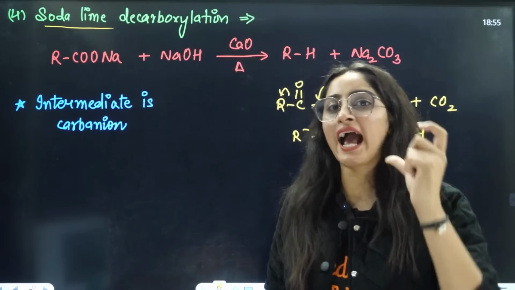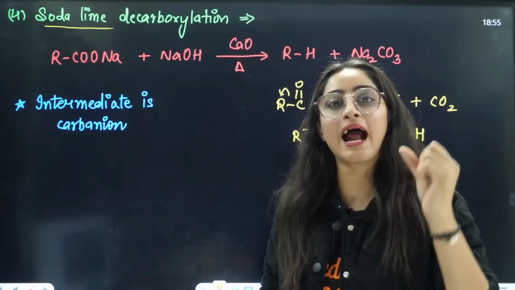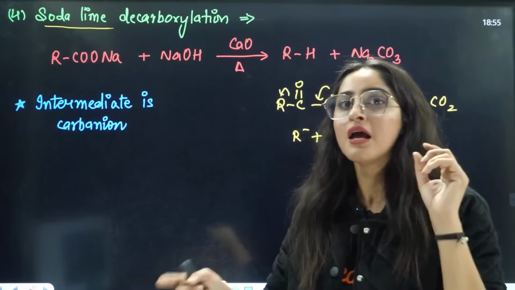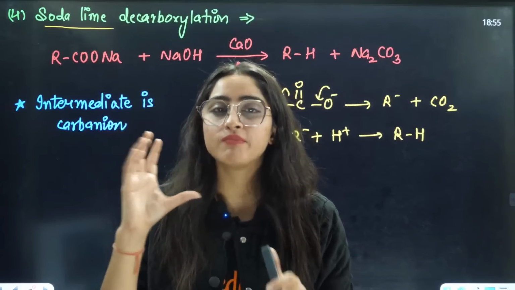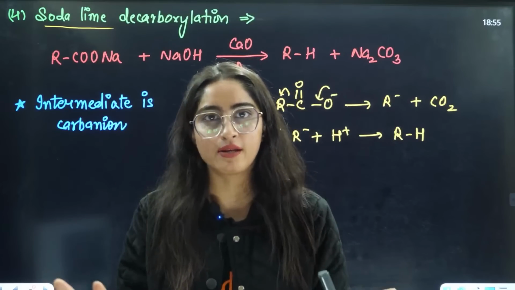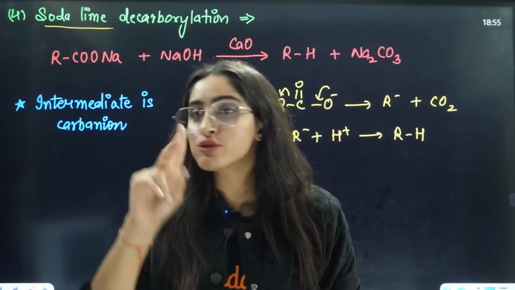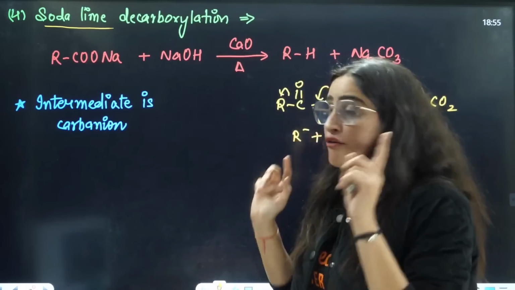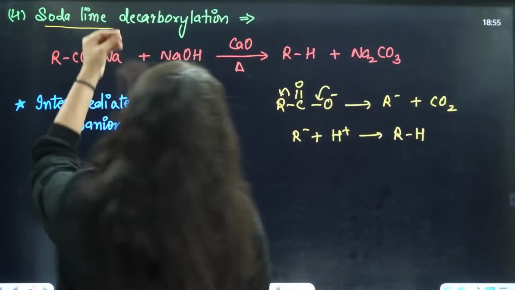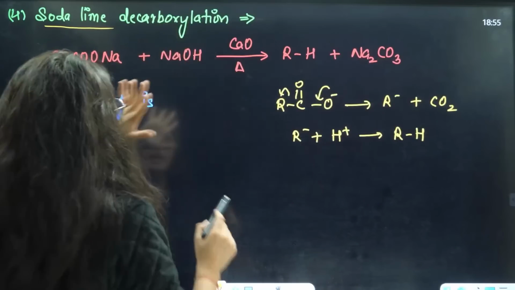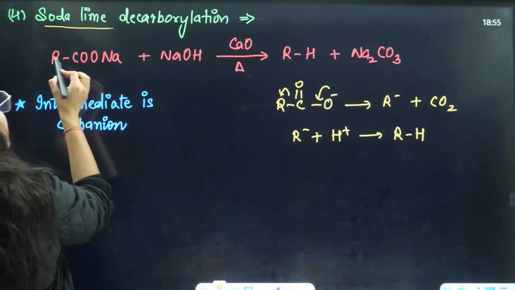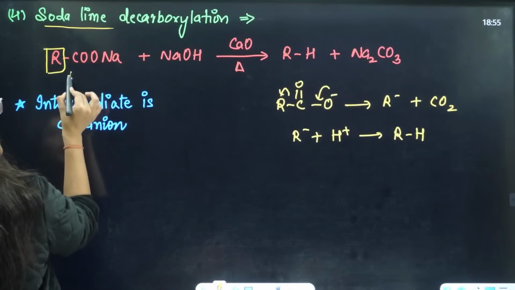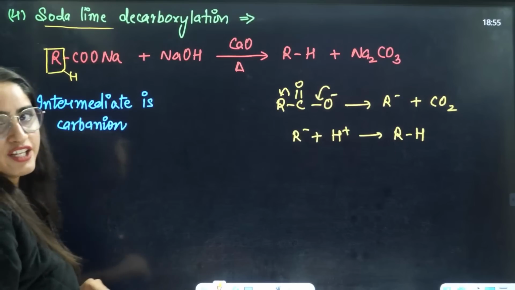Now Kolbe's reaction, that is Kolbe's electrolysis and soda-lime decarboxylation, are quite similar, but there is a major difference in these two where students get confused. You need to see those differences here. First thing is, here carbon dioxide is definitely eliminated. But what is the product formed, that is important for you. The product formed is R, and here you will join just one H.